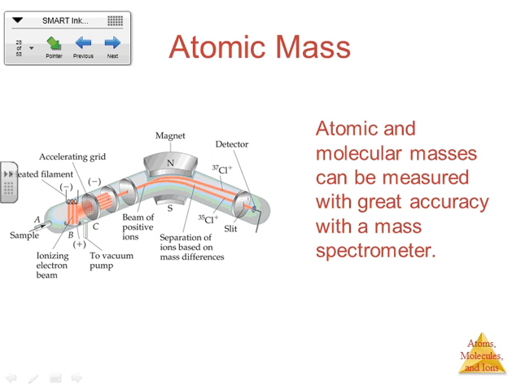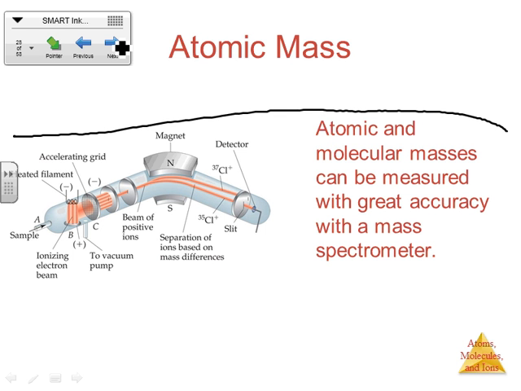Okay. Magnesium has 3 isotopes with mass numbers 24, 25, and 26. Write the complete chemical symbol for each of them. Okay, I'm just going to do this at the bottom. Ignore this atomic mass stuff. We'll come back to that in a second.